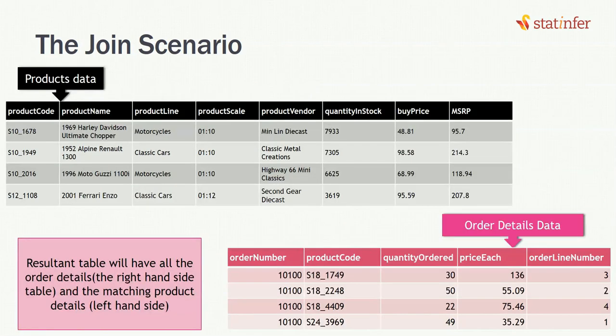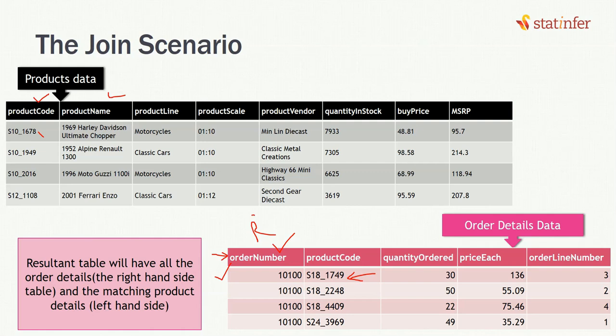So that is one join scenario. What we want to do is, the resultant table will have all the order details. Definitely we want order details for these order guys. Whomsoever has ordered, we want to give more details on the product. So we need everything from the orders table, that is the left hand side table, and the matching product details. Whenever this product code is matching, we will fetch the information from the products table and attach it. So this is the left hand side table, this is the right hand side table, and we want everything from here and matching values from there.